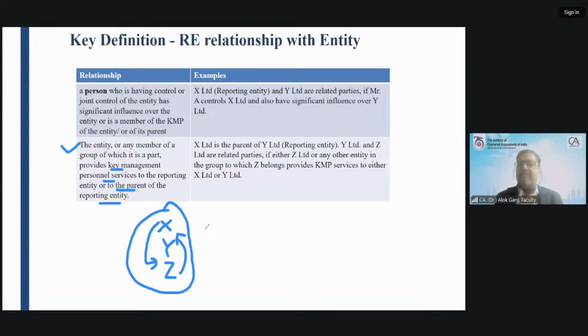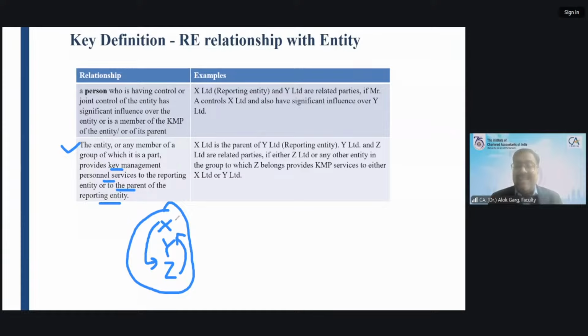Do you know what is meant by KMP services? CFO service, company secretary, managing director. KMP service means like virtual CFO service. You must have heard many CA firms are providing CFO services, right? If you don't have to incur the cost of 2 crore rupees, 3 crore rupees by appointing a CFO, these firms will provide the virtual CFO services. You are not required to hire any CFO. We will provide you all CFO services virtually, and we will charge 50 lakh rupees, 30 lakh, 40 lakh, whatever.